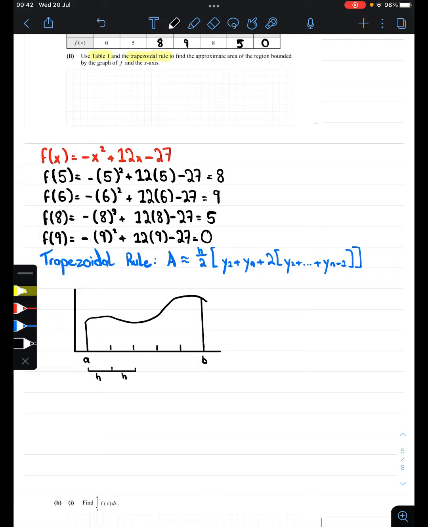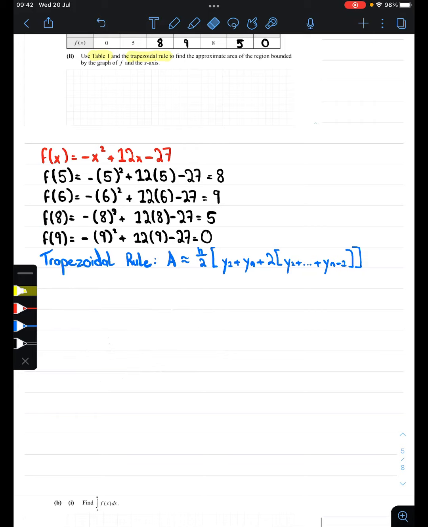Okay, and so what are our y's? Well, this height here is our y1. So it's the height at each of the x's that we know. Sorry, that should be straight. So the height here would be y2, the height here would be y3, these should be straight lines, and so on and so forth, and then this would be yn. Okay, so that's just how to visualize what the trapezoidal rule would be doing.